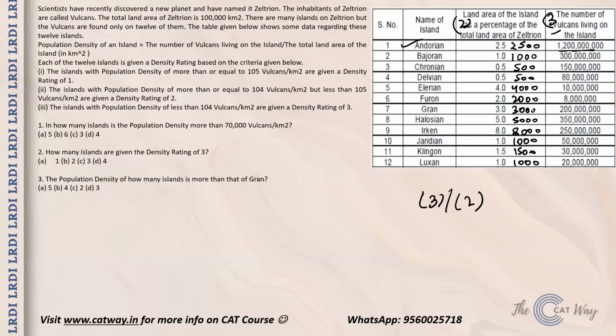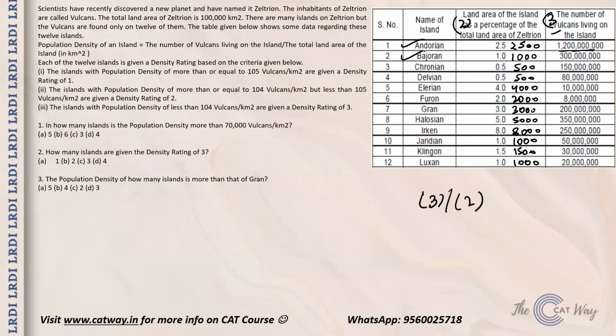One easy thing that we can do is we can simply multiply the land areas with 70,000. This is one way we can calculate it easily. So for Bajoran, it is 1000 into 70,000, which is going to give you 7 crores. So definitely this value is more than that. This is roughly equal to 30 crores. So this will be counted, right?